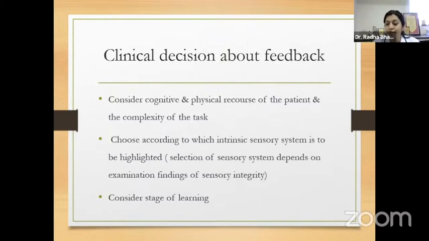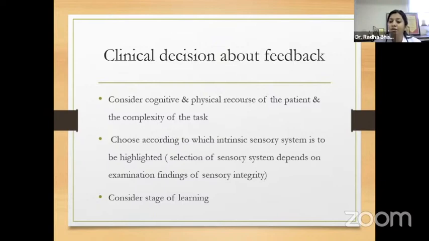Verbal feedback you have to give, visual feedback you have to give, manual feedback you have to give. Plus, what are the resources that are available with you? If you have some biofeedback devices, you can choose that. If you don't have, you go with some other. So resources, what are the available resources? What is the cognitive level of your patient?